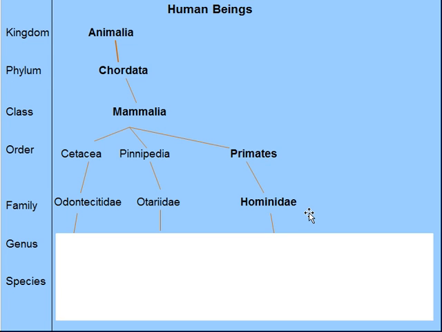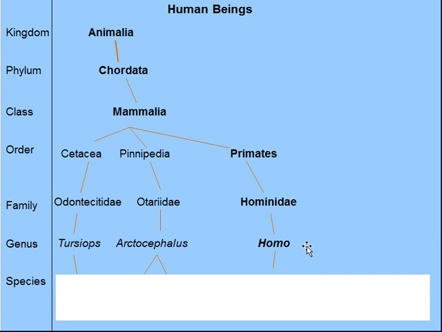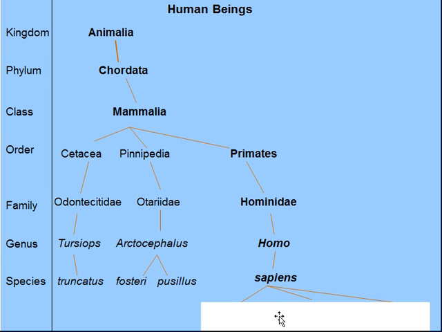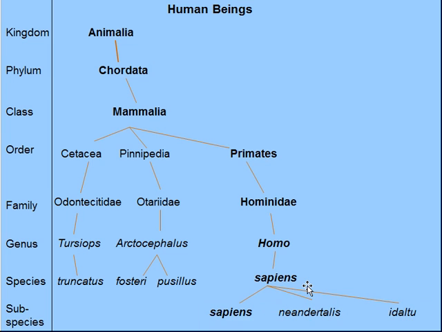And then our genus is Homo and sapiens. And in fact, there are actually three what we call subspecies of sapiens. They may have been different species, or there may have been different subspecies. We don't really know. Subspecies are further groupings that would have different characteristics, but can still interbreed and produce viable offspring.